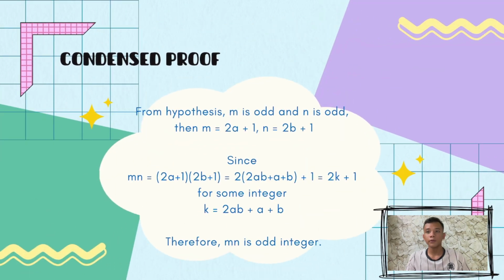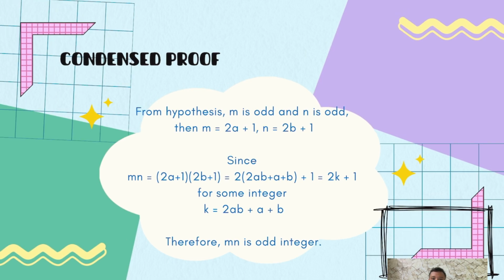For the condensed proof, from the hypothesis, m is odd and n is odd, then m equals 2a plus 1, n equals 2b plus 1. Since m times n equals (2a plus 1) times (2b plus 1) equals 4ab plus 2a plus 2b plus 1 equals 2k plus 1 for some integer k, where k equals 2ab plus a plus b. Therefore, m times n is an odd integer.